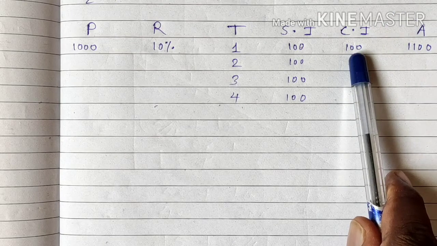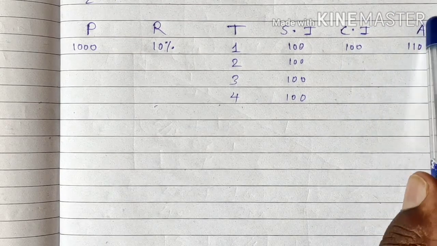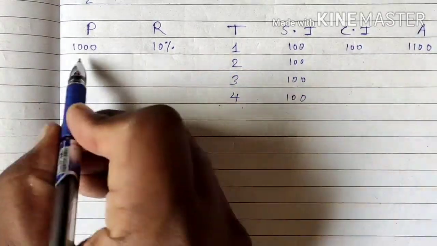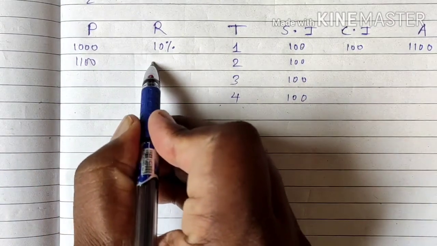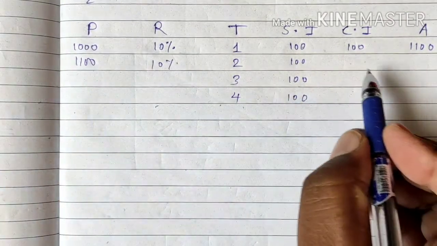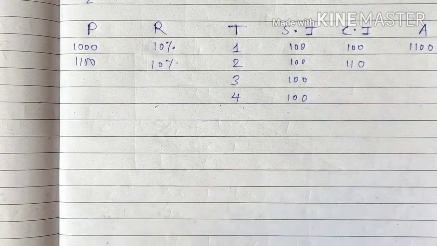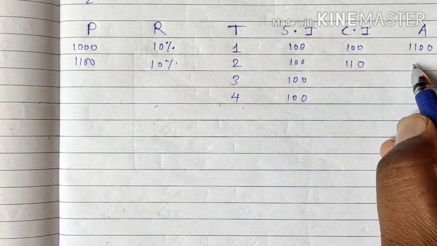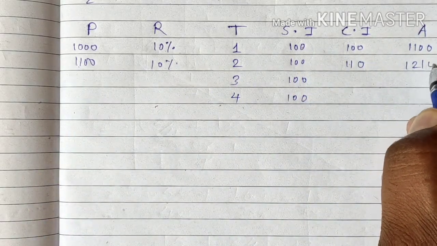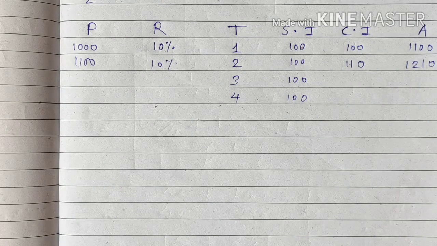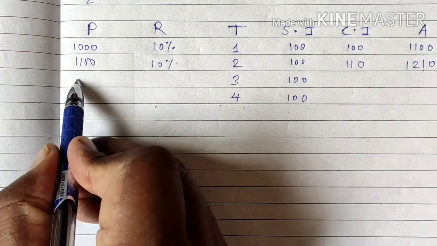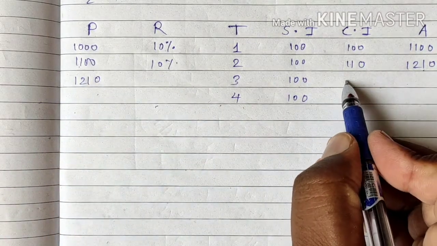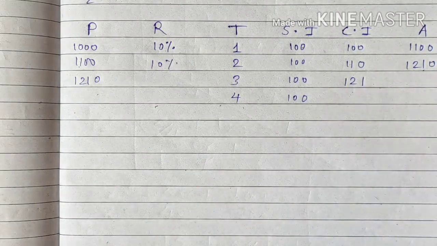Now why does it change? Because the amount of the first year becomes the principal for the second year. Now it will become 1100. Now find out 10% of 1100. It will be 110. Got it? 110 plus 1100 will become 1210. Correct? Now this amount will become the principal of the third year. Find out 10% of it. It will become 121. Is that clear?